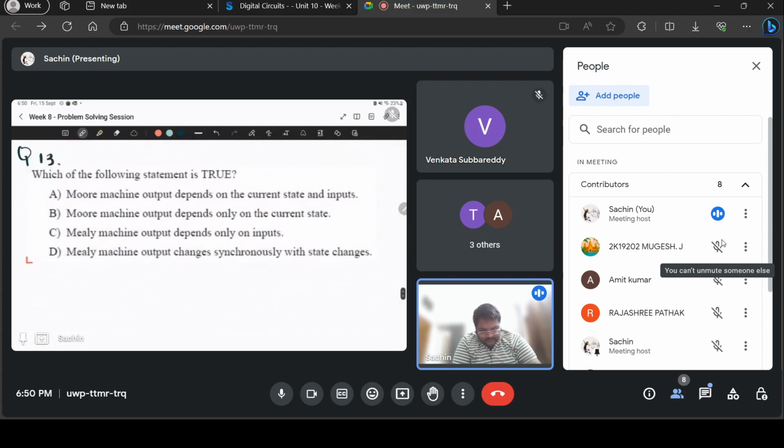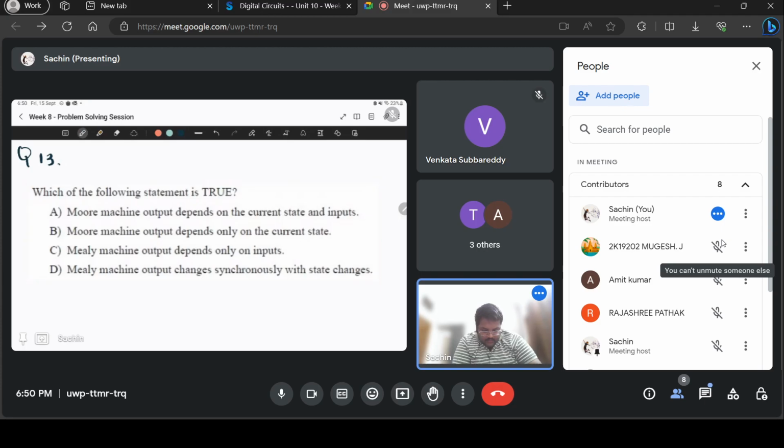Which of the following statements is true? They are comparing the Moore machine and Mealy machine, and they're comparing the output. What does the output depend on in both these machines?